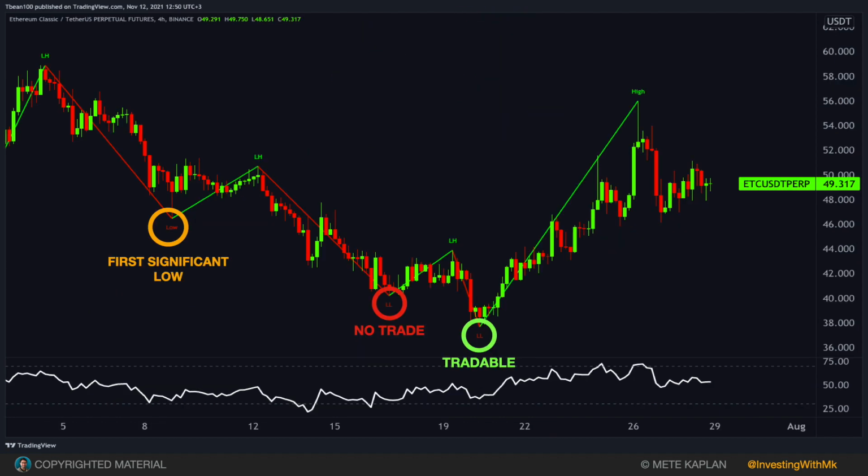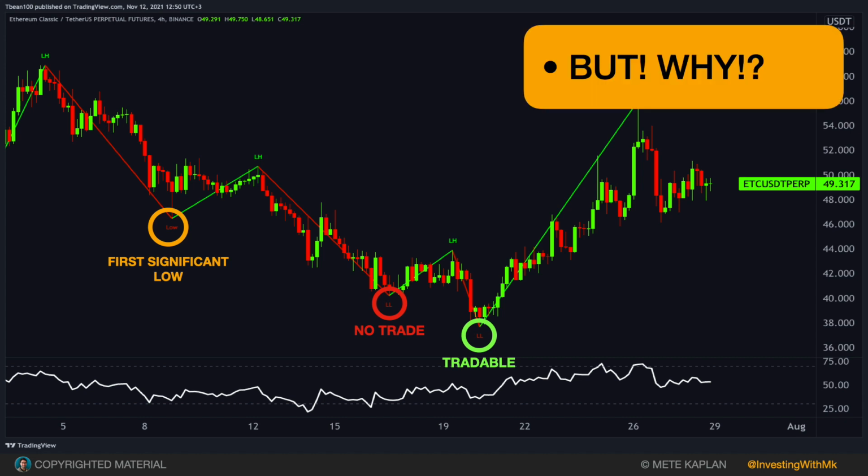If we are in a downtrend, I always skip the first significant low and the second lower low. The idea is the same. Now you are asking yourself, but why? Why wait for this much? The answer is in the step 3. Let's check the step 3.